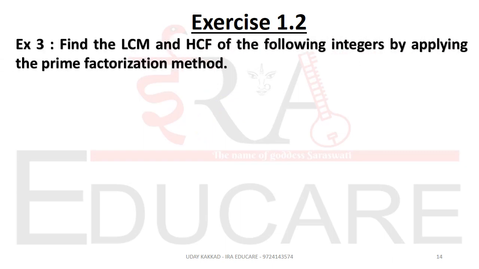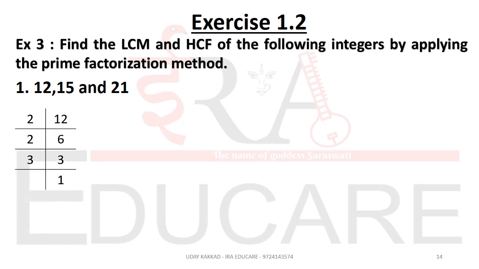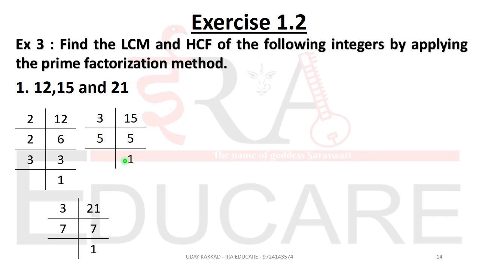Exercise number 3. Find the LCM and HCF of the following integers by applying the prime factorization method. Remember, the prime factorization method, not Euclid's division lemma or Euclid's division algorithm, right? So 12, 15 and 21. So we have to factorize. So the factors of 12, right? 2 2s are 4, 4 3s are 12. So the factors are 2, 2 and 3, right? Factorization of 15: 5 3s are 15, right? And factorization of 21: 7 3s are 21.